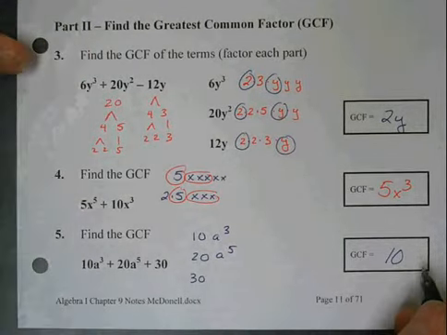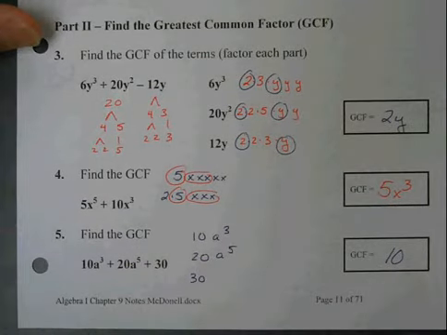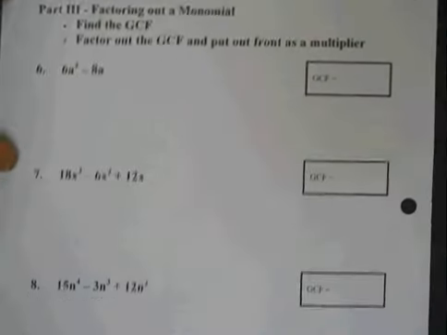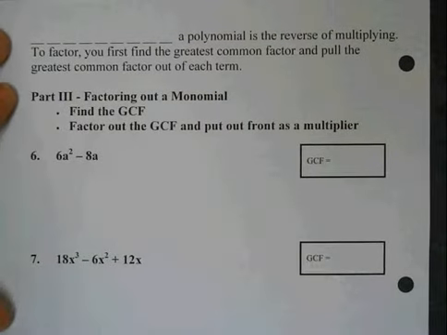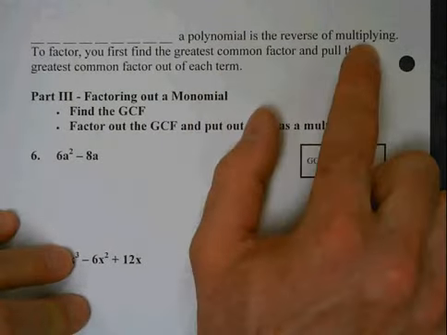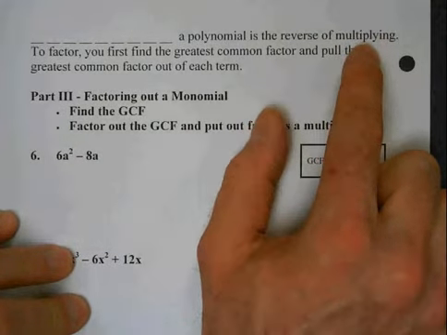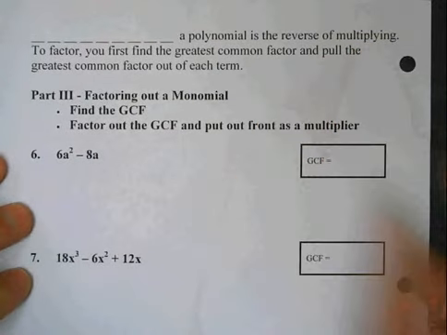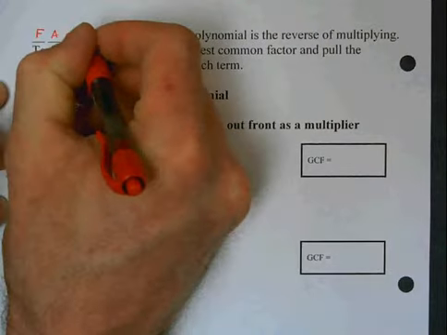All right? So that ends our part 1 as we work through our problems here. Let's flip over our paper and look at part 2. It says, to blank a polynomial is the reverse of multiplying. So on the first page we were multiplying and finding the GCF. GCF stands for greatest common factor. So the word we're looking to write in here is the word factoring.